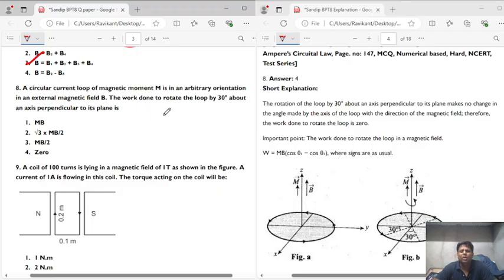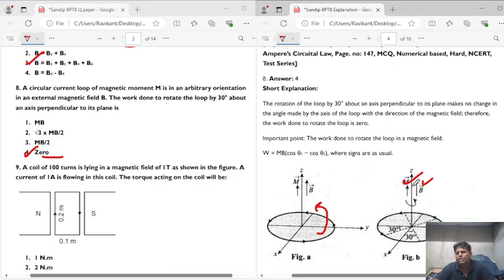So if there will be no work done, the answer will be option 4. Option 4 will be the correct answer. It is 0. We can understand it from this figure: initially this is the loop, this is the magnetic moment and this is the magnetic field. Both are along the axis. Now, if I rotate this loop by 30 degrees about its axis, there will be no change in the direction or the angle between the M vector and B vector. They both remain parallel.